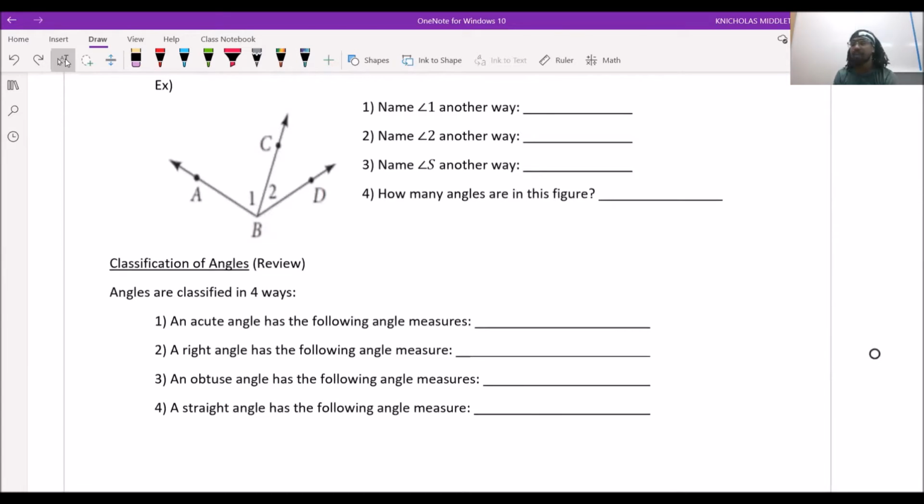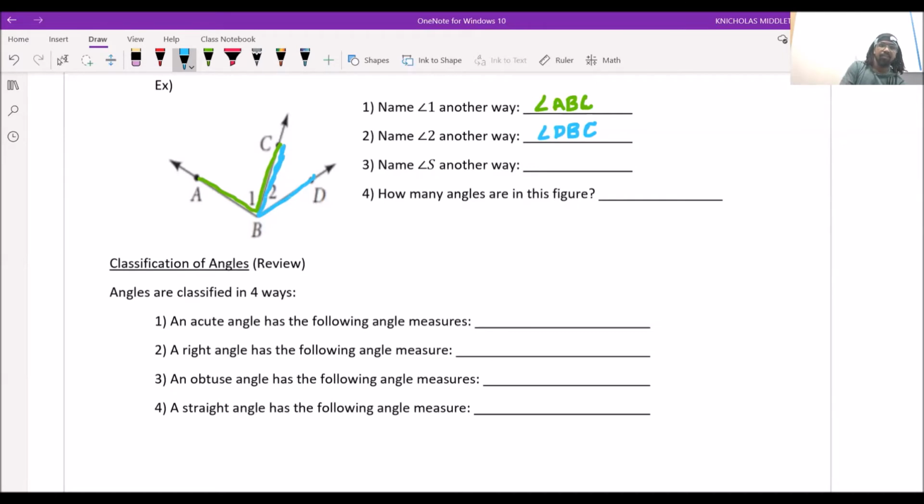Name angle 1 in another way. Couple different ways that we can name angle 1. I'm going to name this angle ABC. Okay, and I'm naming it ABC because it goes from A to B to C. Okay, name another way to name angle 2. I'll call it DBC, angle DBC. Again, I don't want to just call it DBC. Remember that if we just use 3 letters without the angle symbol, then that would be a plane, and that's not what we're trying to do. So angle DBC.